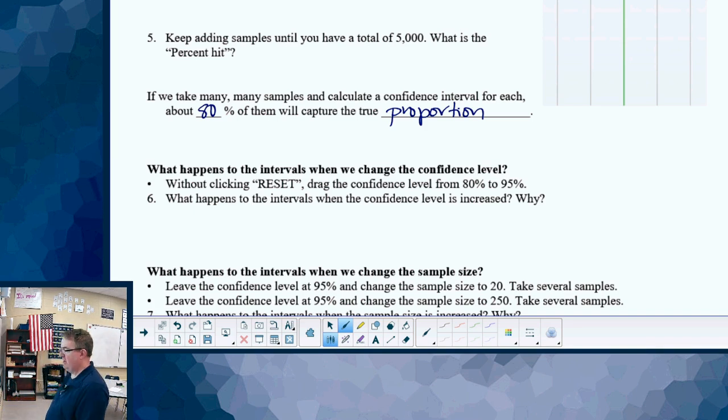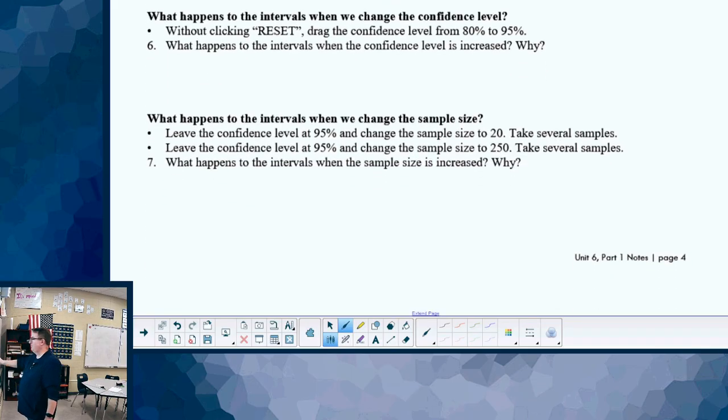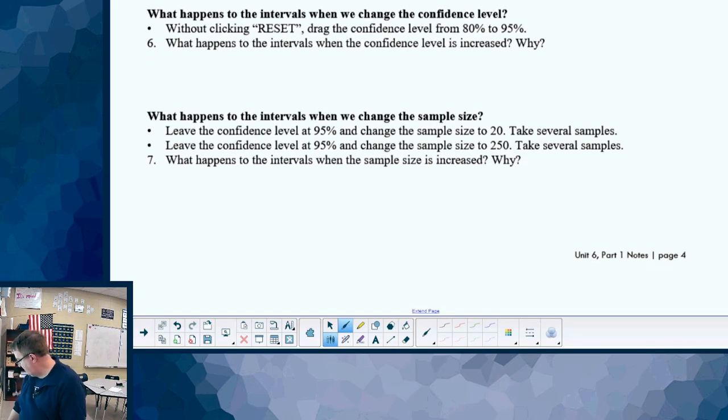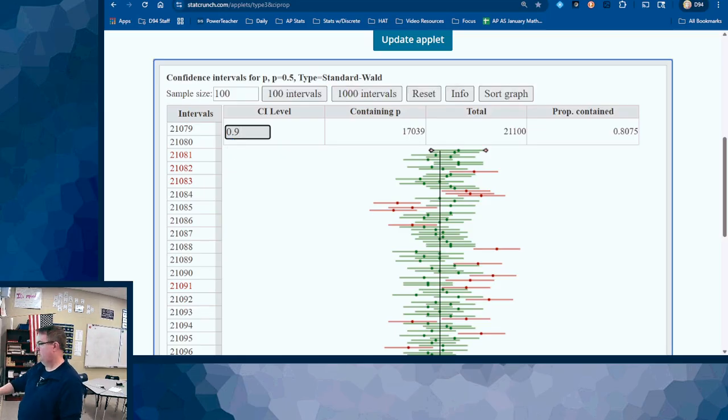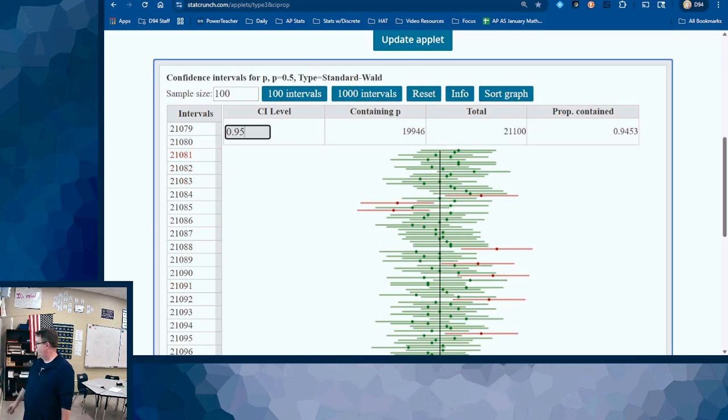Now, let's go down here, and it says we're not going to go through and reset, but what happens when we come back and we change this confidence level to 95%? If I hit enter, what just happened to all those intervals? Now, if you didn't see it, go back and watch it again. Or if I'm really good with my editing and I have time, I'll do it again.